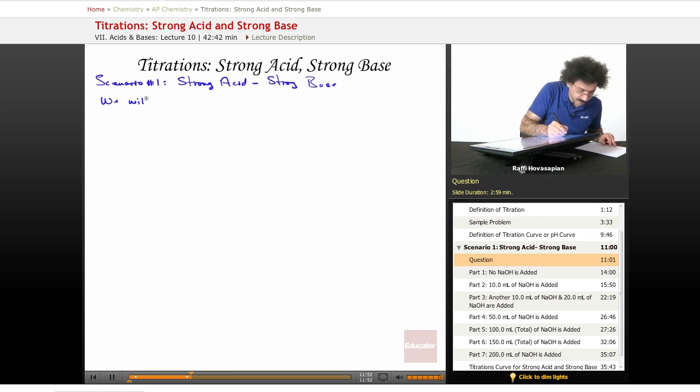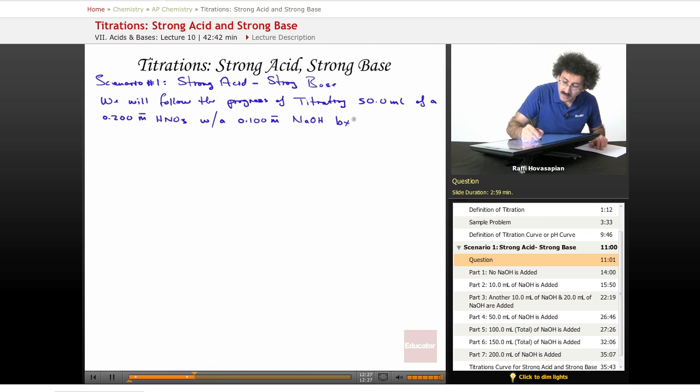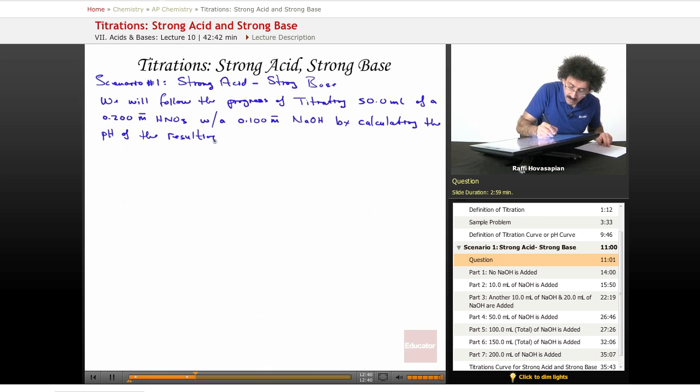So we will follow the progress of titrating 50.0 milliliters of a 0.200 molar HNO3, nitric acid, strong acid, fully dissociated, with a 0.100 molar NaOH, by calculating the pH of the resulting solution after specific volumes of NaOH have been added.